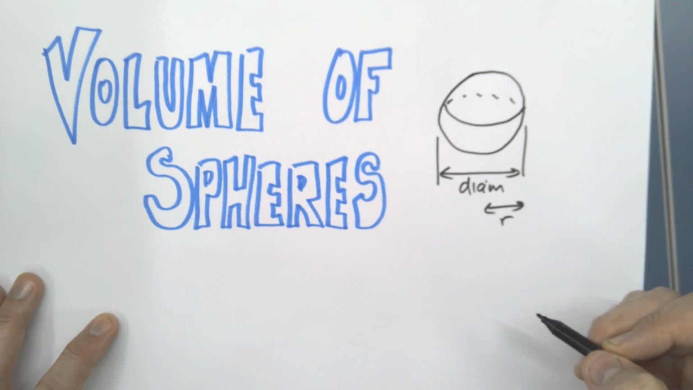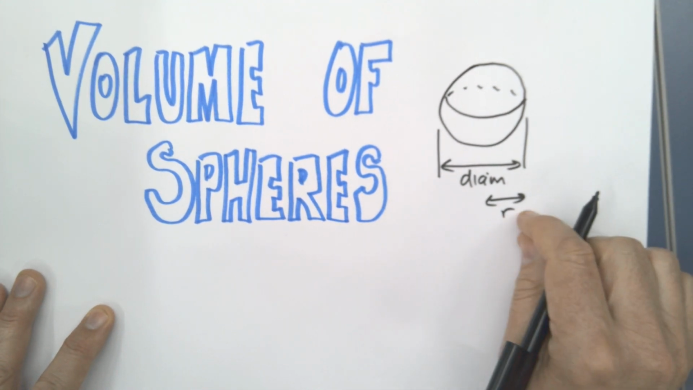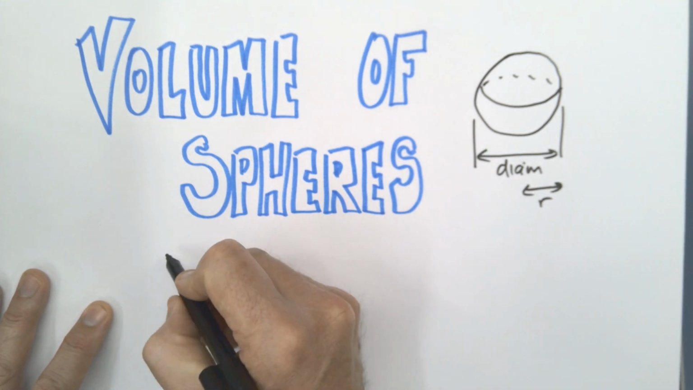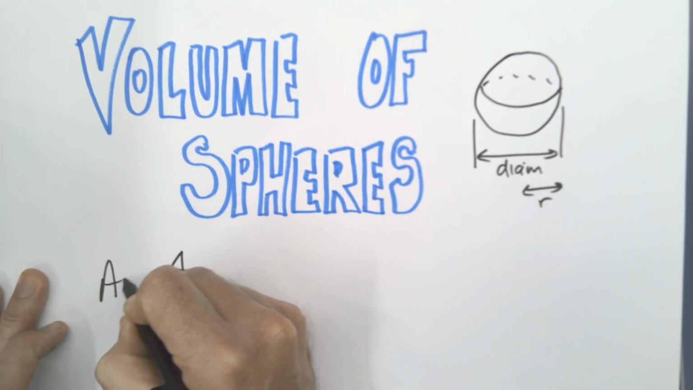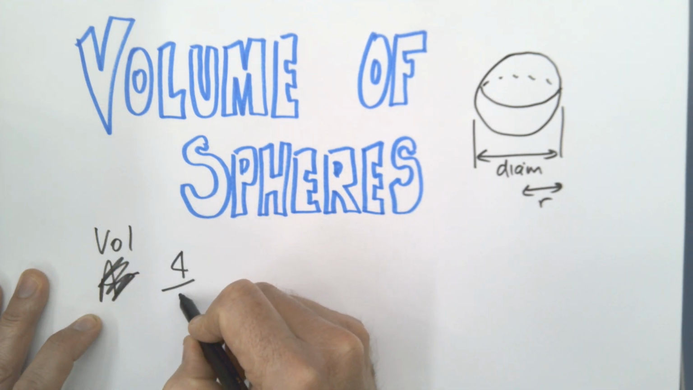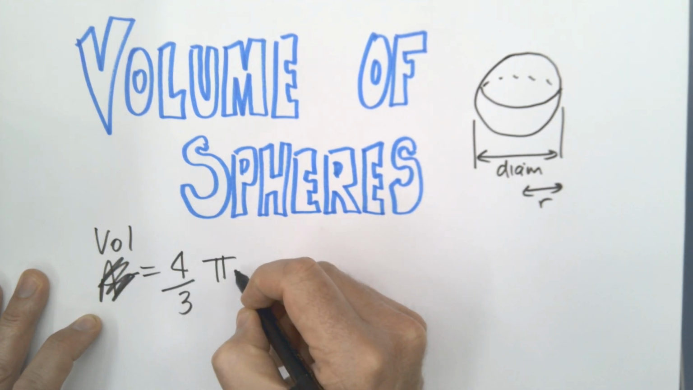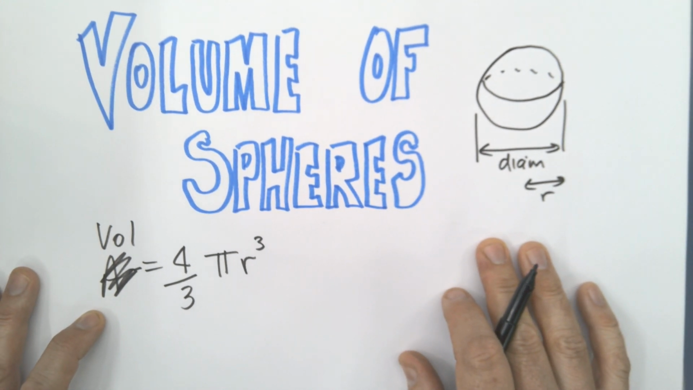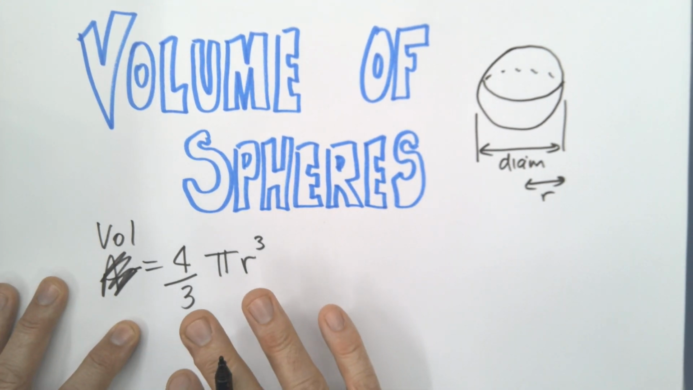You need the radius every single time. You never ever use the diameter for anything. So the volume is 4/3 pi r cubed. Now that's going to be the weirdest formula you're going to have to use, so you just need to know how to drive this.